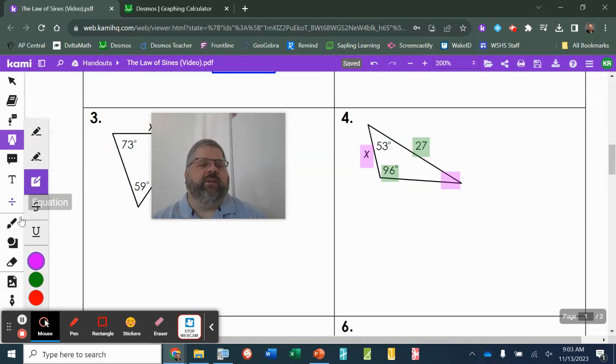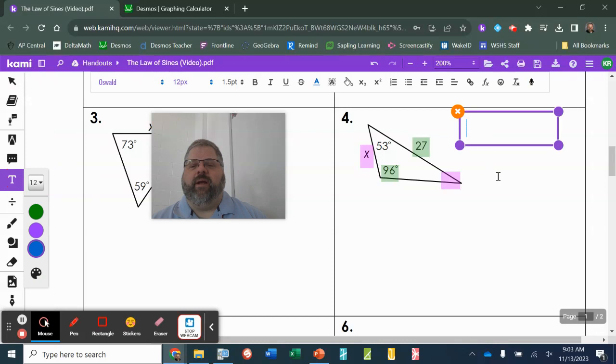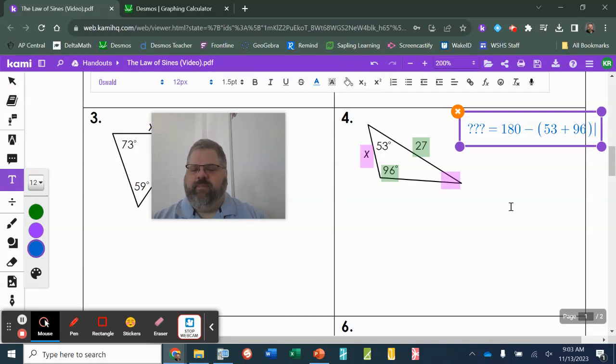Now, because we're given a triangle with two angles already labeled, I do know that the angles in a triangle have to add up to be 180. So this missing angle down here, I'm going to call it 3 question marks, is going to be equal to 180 minus the sum of the two angles that I already know. Or you could just take 180 minus each of the angles, right?